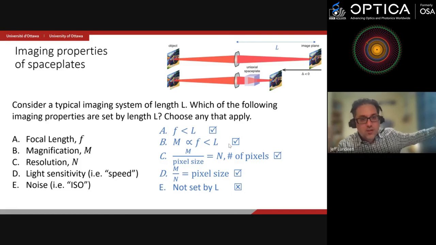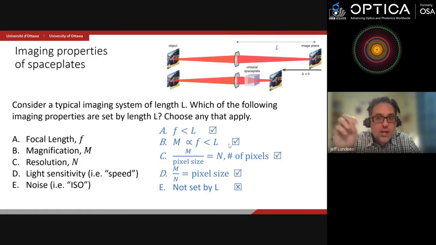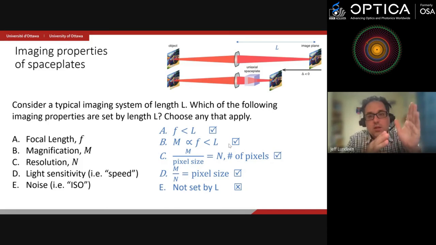So that's the common misconception, that you could do this just with a lens. A spaceplate does not change the angles of the light, so it doesn't act like a lens at all. To start off with, you could think about just having lenses, and then you add a spaceplate, and all it does is get rid of the space between the lens and the camera. So it just reduces the length of the system.